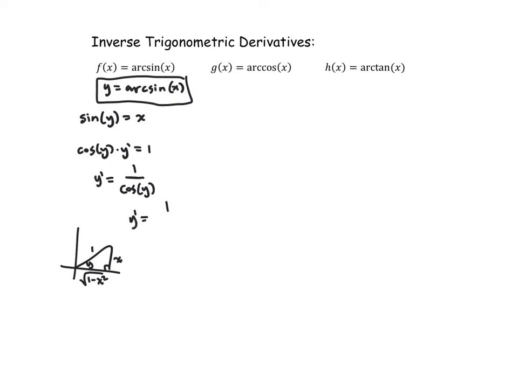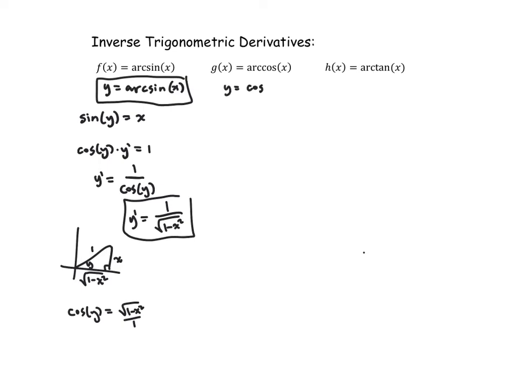Okay, so y prime is equal to 1 over the cosine of y. Well, what is the cosine of y when we look at this diagram? The cosine of y is the square root of 1 minus x squared over 1. And therefore, since that's the cosine of y, the derivative of arcsine of x is 1 over the square root of 1 minus x squared. That's just awesome. Okay, arccosine of x, very similar.